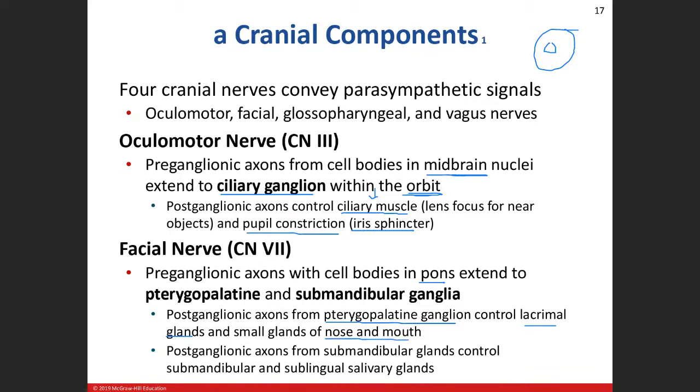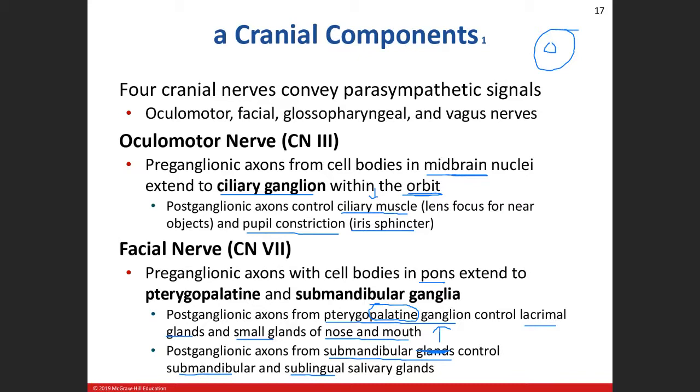Remember the hard palate? That's another way that you can remember that it's going to stimulate secretion of some of the glands in your nose and mouth. I just think, well, the nose is above the hard palate and the mouth is below the hard palate. That's one way that you can think about it. Then the postganglionic axons for the submandibular. Now, this is not supposed to say gland, by the way. This is supposed to say ganglion. So the postganglionic axons from the submandibular ganglion are going to control submandibular and sublingual salivary glands.